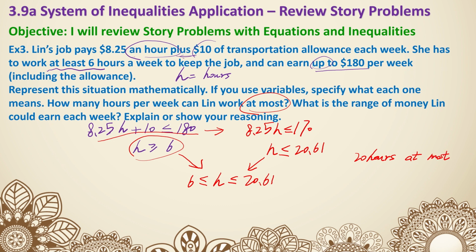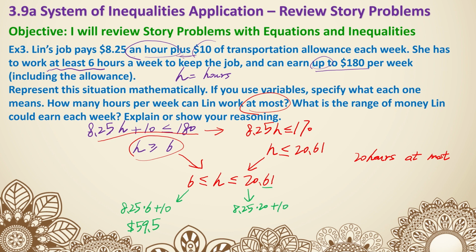Because you have to work 4 hours, and the whole number that's less than 20.61 is going to be 20. What is the range of money Ling could earn each week? Well, if she works 6 hours, she can earn $8.25 times 6, then plus 10, which is going to be $59.5. If you chose to work 20 hours, it's 8.25 times 20, then plus 10.